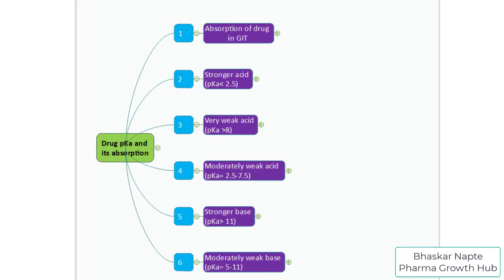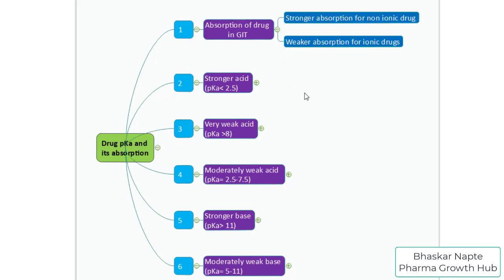The nature of your drug substance, whether it is ionic or non-ionic, is actually going to impact drug absorption. So stronger absorption is possible in case your drug substance is in a non-ionic state, and weaker absorption is possible in case your drug substance is in an ionic state.